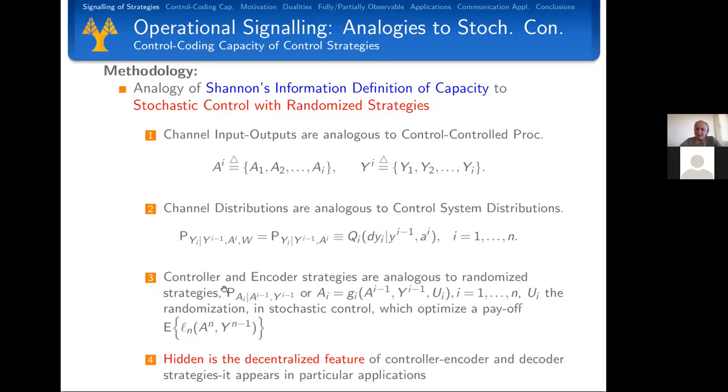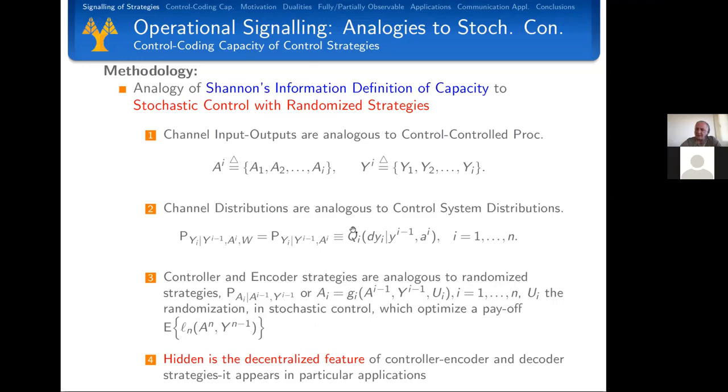Now, with respect to controllers and encoders, one way to link them is to replace all deterministic control strategies by randomized strategies. And U_i serves as a randomization. So in stochastic control, one is given such a model, and then one wishes to optimize a certain pair.